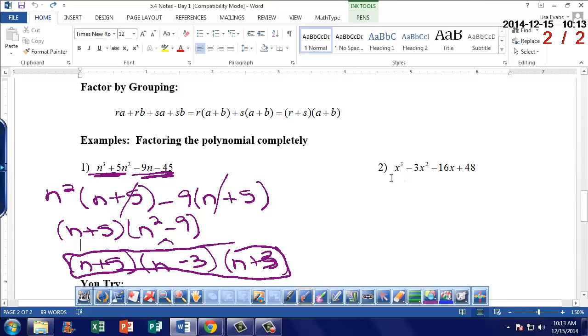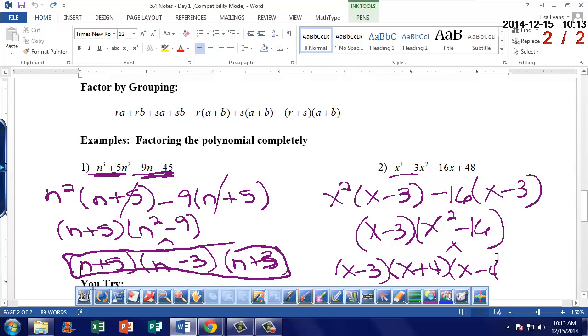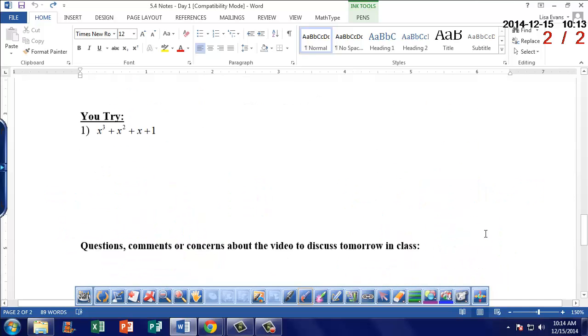Okay, let's go ahead and do this one. I'm going to factor out an x squared. So I'm left with x minus 3. Now I'm going to factor out a negative 16. So I'm left with x minus 3. Then I'm going to take the parenthesis out, that's common, and write my leftovers in the other parenthesis. And again, I have a perfect square again, so this one could go further. We have x minus 3 times x plus 4 times x minus 4. Okay, go ahead and pause the video and try factor grouping on your own.